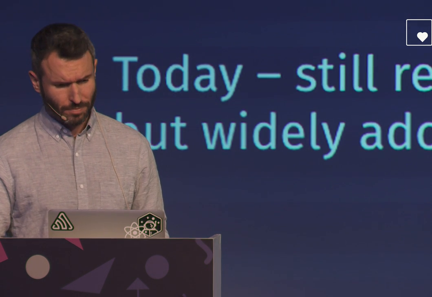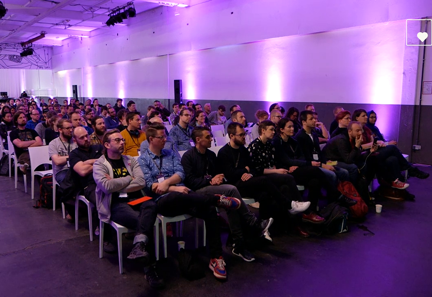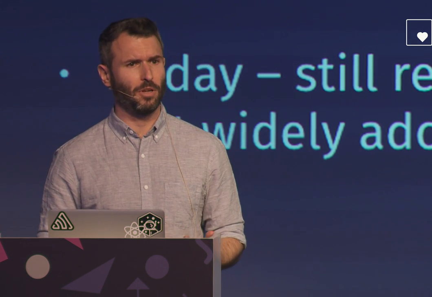So a little bit of history. The very first version of the source map spec, I'm not exactly sure, but I think it was dated around 2009, and it was built for a tool called Closure Inspector. Does anyone here use Closure Compiler? OK, maybe five hands. I'm actually surprised. I thought there'd be more than that. But Closure Compiler is an optimizer and a minifier, kind of like Uglify, kind of like Prepack, if you've looked at that a little bit. But it's been around for a long time.